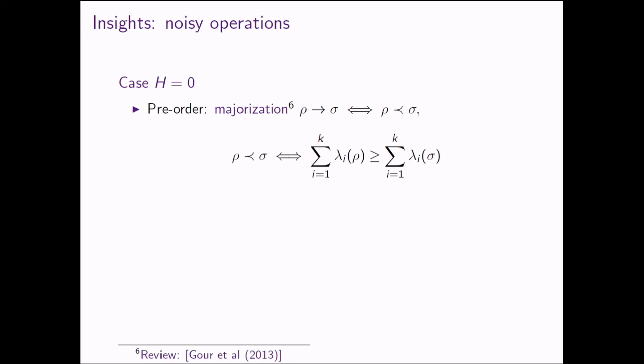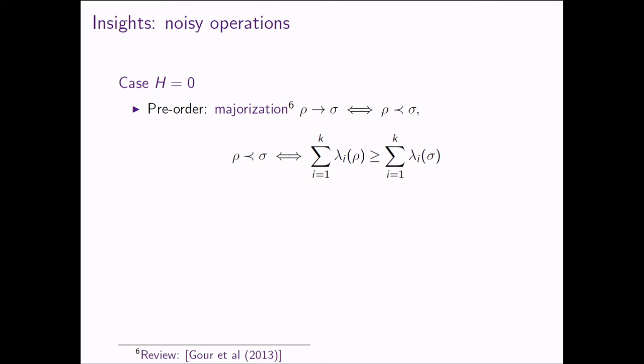So first, let's look at a simple example, which is when the Hamiltonian is degenerate. Okay? So then what you get, you're allowed all the unitary operations, and you're allowed Gibbs states, but Gibbs states on a degenerate Hamiltonian just mean a fully mixed state. Okay? So this is the framework of noisy operations. You're allowed mixed ancillas, and you're allowed unitary operations. So if you have this, the order that you get in your states, in your resources, is majorization.